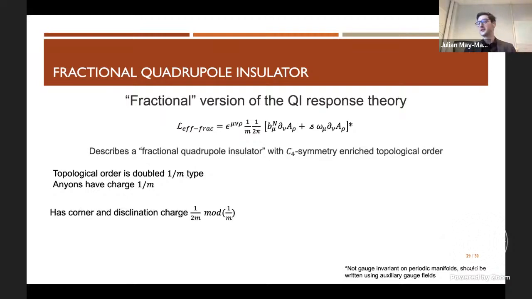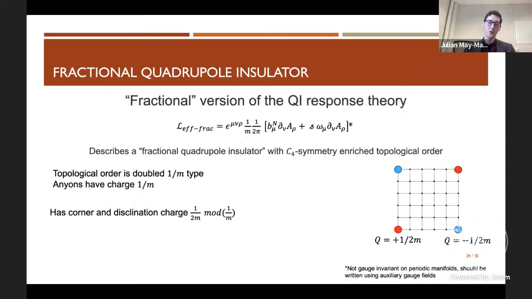Now, if we look at the corners and disclinations of the system following our same steps as before, we're going to find the corners of the system are going to bind charge 1 over 2m, and the disclinations are also going to bind charge 1 over 2m. And for the same reasons we saw earlier, these anomalies guarantee that the disclination and corner charges have to be the same.